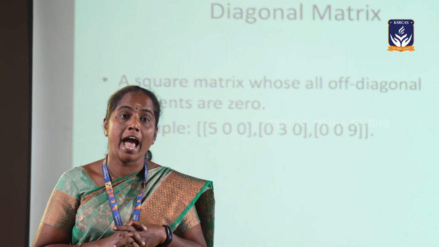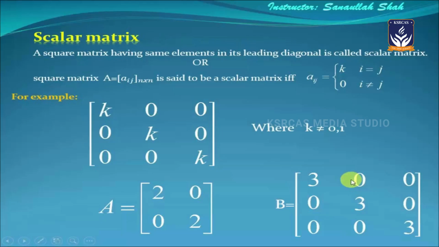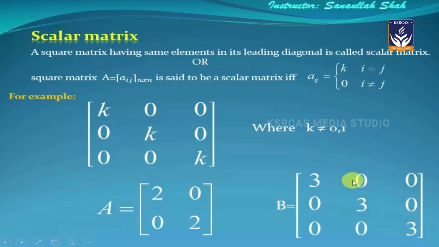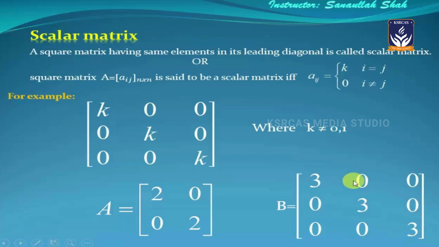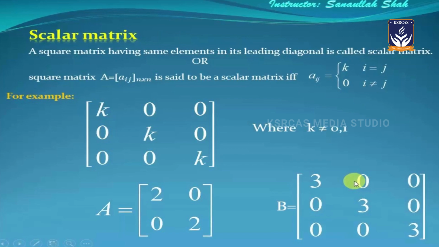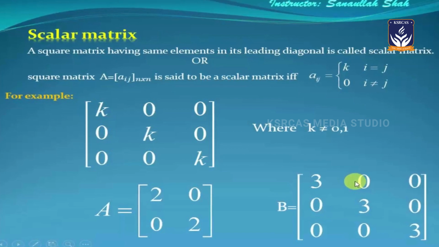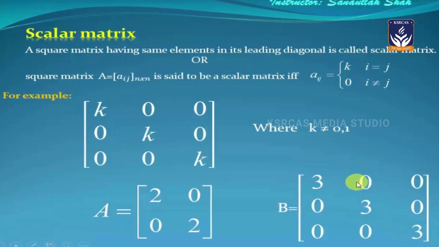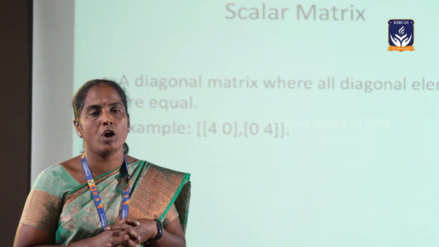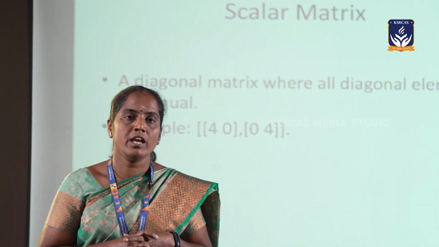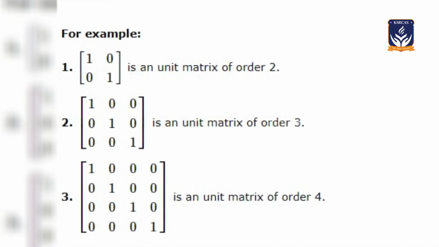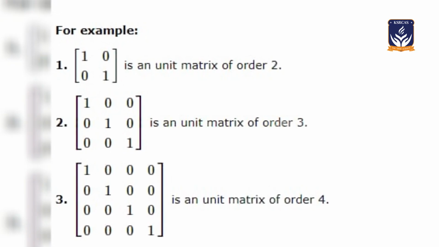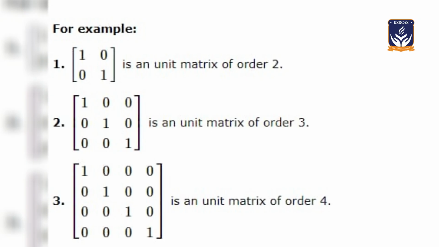Next we see scalar matrix. What is meant by scalar matrix? Scalar matrix is nothing but the diagonal elements are the same. The other elements are 0. For example, 2, 0, 0, 0, 2, 0, 0, 0, 2. The diagonal elements are the same. So that type of matrix is called the scalar matrix. Next we see unit matrix. Unit matrix is nothing but all the diagonal elements are equal to 1. That type of matrix is called a unit matrix.